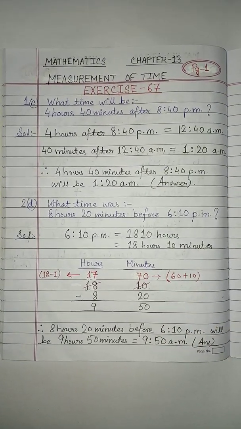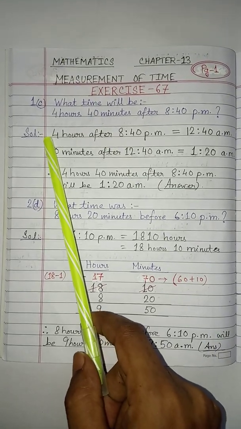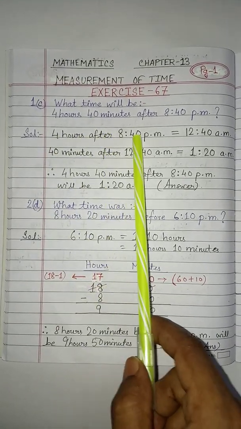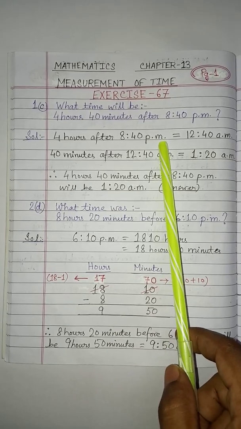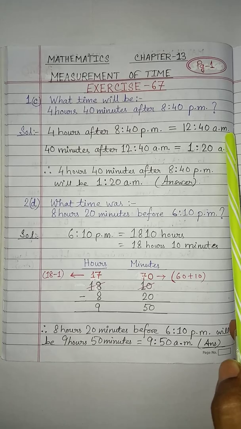So children, we have to solve this sum in two steps. In the first step we have to find the time which is 4 hours after 8:40 pm. You can add 4 hours with 8:40 pm which is equal to 12:40 am the following day.